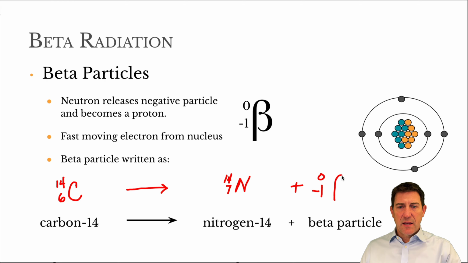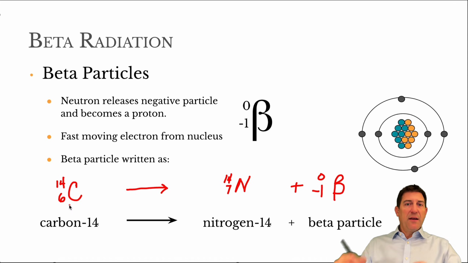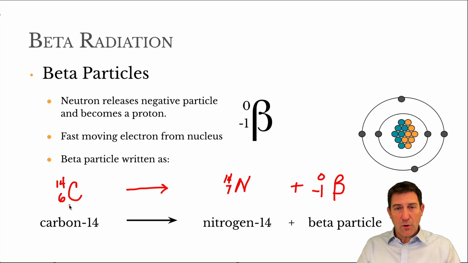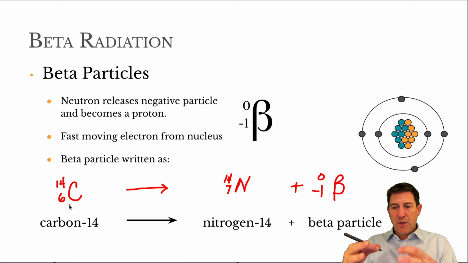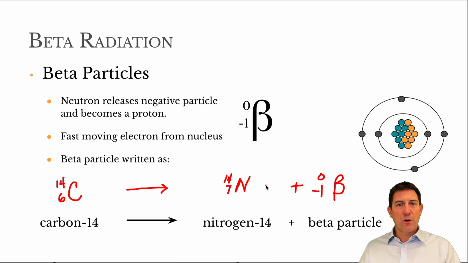This released a beta particle. Carbon-14 is radioactive. It's got like a square tire going down the road, and to become more stable, to become less bumpy, it loses a beta particle and it turns into nitrogen-14.